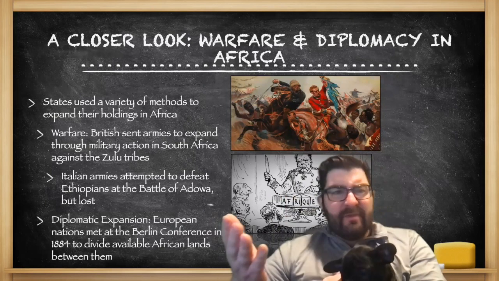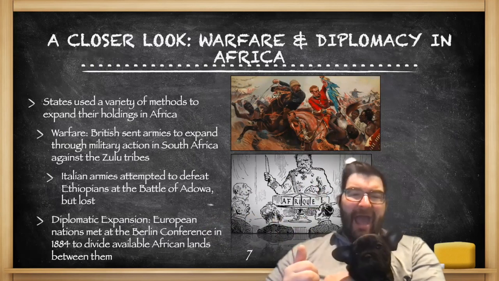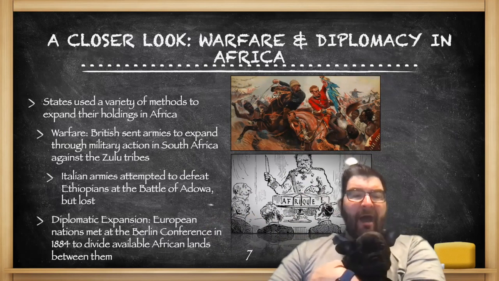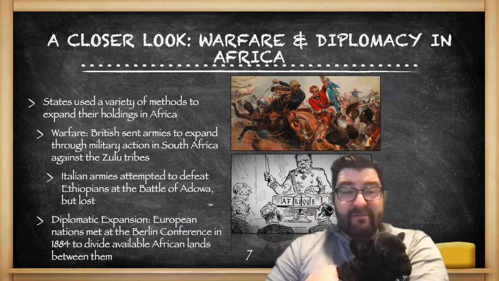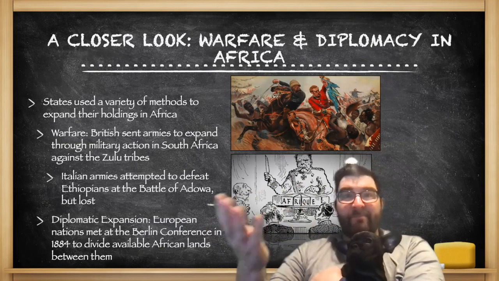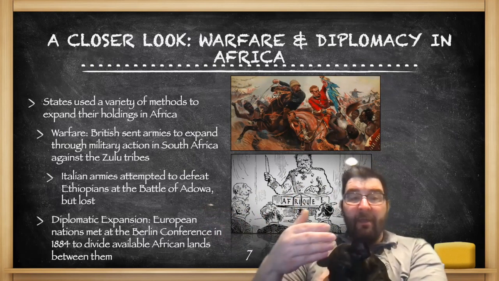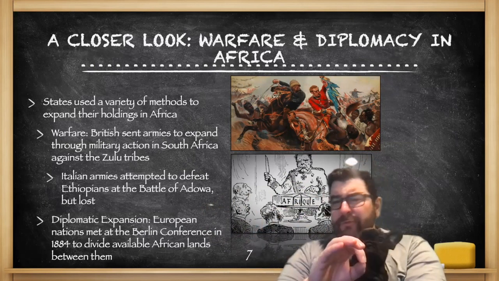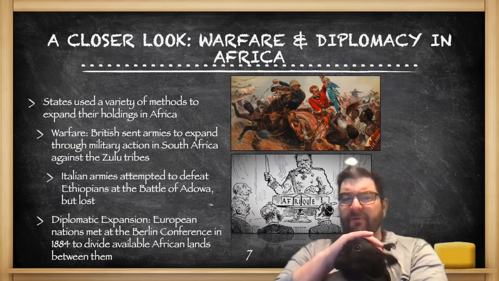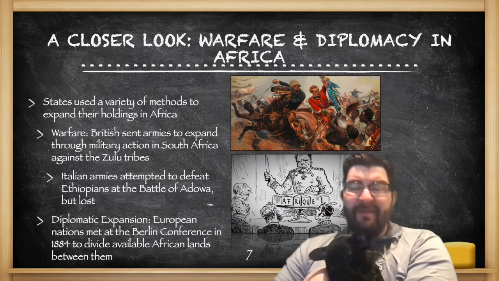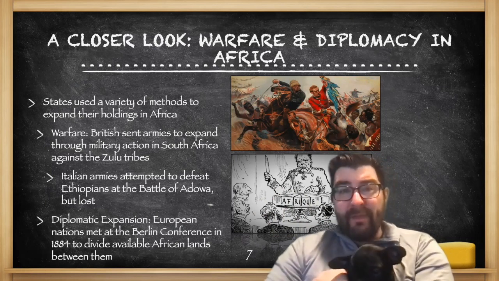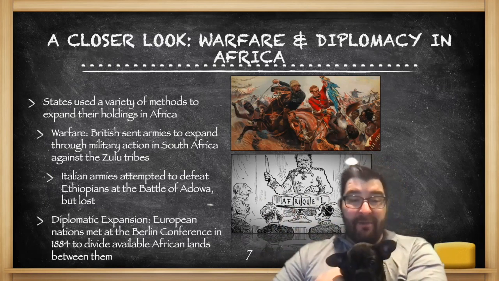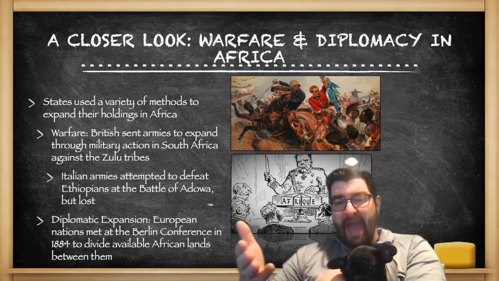Now, there are different methods for these states to gain control over territory. We're going to look at Africa, where both warfare and diplomacy were used. Warfare, Britain would send armies to expand in Africa. For example, in South Africa, where they would wage battle against the Zulu kingdom. They would lose an initial battle against the Zulu in South Africa, but then win later battles. The Italian armies attempted to defeat Ethiopians at the Battle of Adawa in 1896, but they would actually lose that battle. And then there would sometimes be diplomatic expansion.